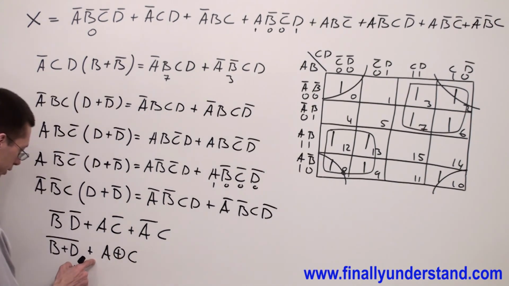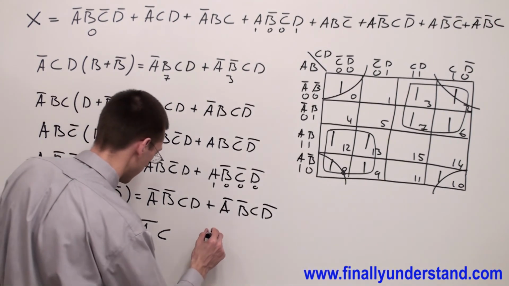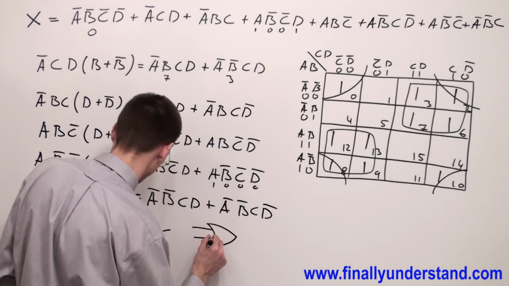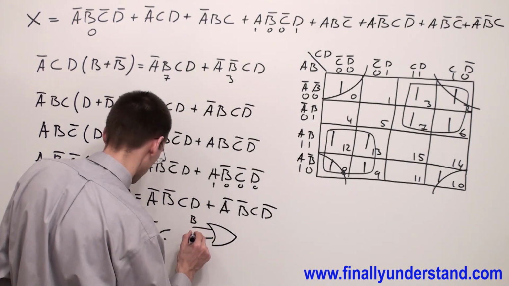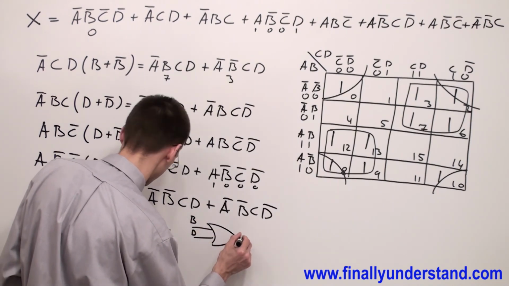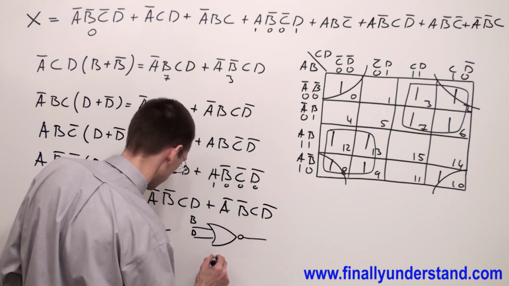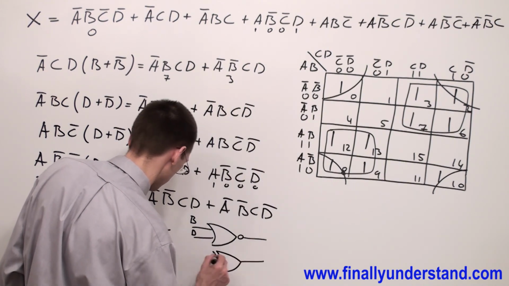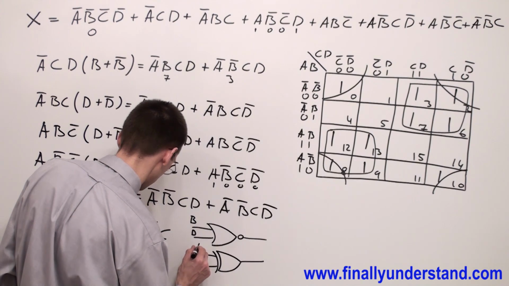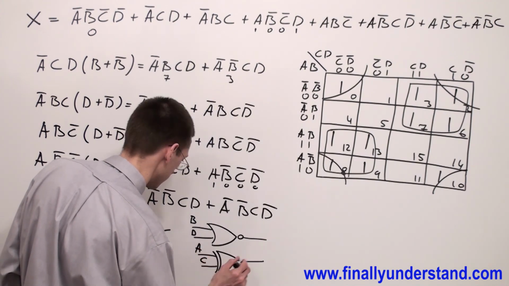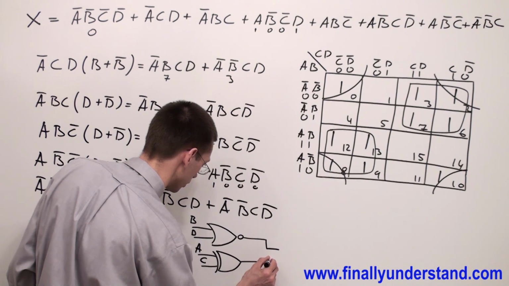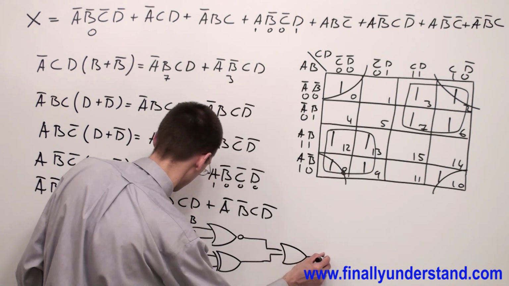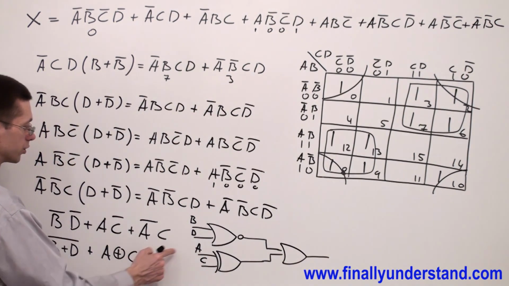Now I'm going to implement this one because this one looks simpler. I have NOR gate with input B and D. I have exclusive OR gate with input A and C, and both of them are ORed together. These are the solutions to my problem.